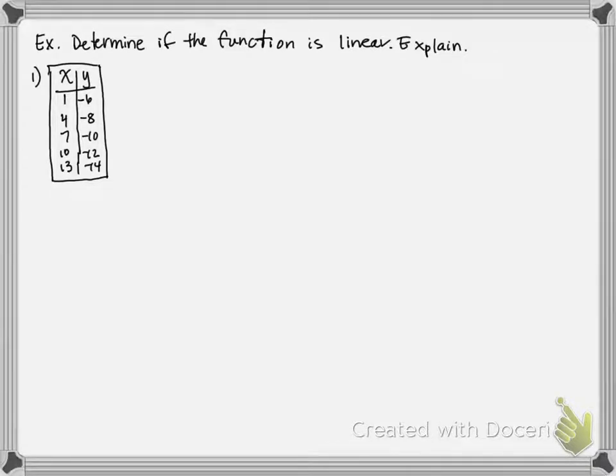So what we're going to do is come up with every kind of combination that we can think of. We're going to be kind of side by side. So we're going to look at your 1 to 4 and negative 6 to negative 8. So we're going to start by subtracting, that's the change or difference in your y's over the difference in your x's, okay? So that's going to give me negative 8 plus 6 over 3, which is negative 2 over 3. Okay? Let's try the next two. Our x's are 4 and 7, and our y's are negative 10, negative 8. So we're going to do negative 10 take away negative 8 over 7 take away 4. So let's see, that's negative 10 plus 8 over 3, which equals negative 2 over 3.